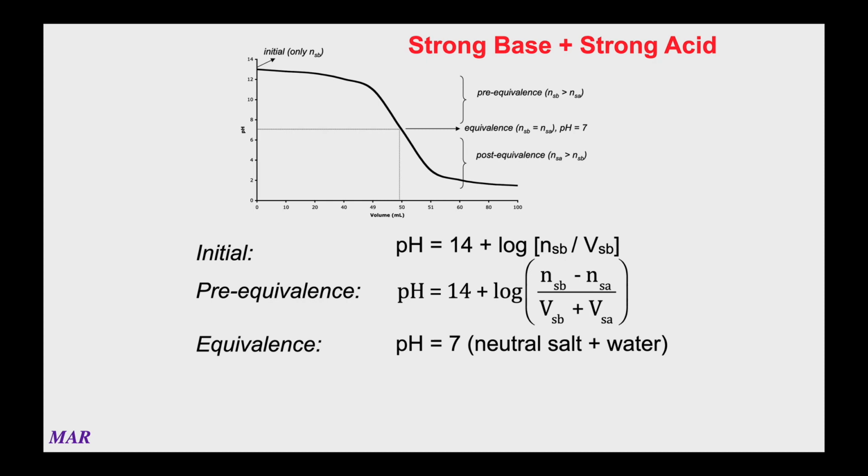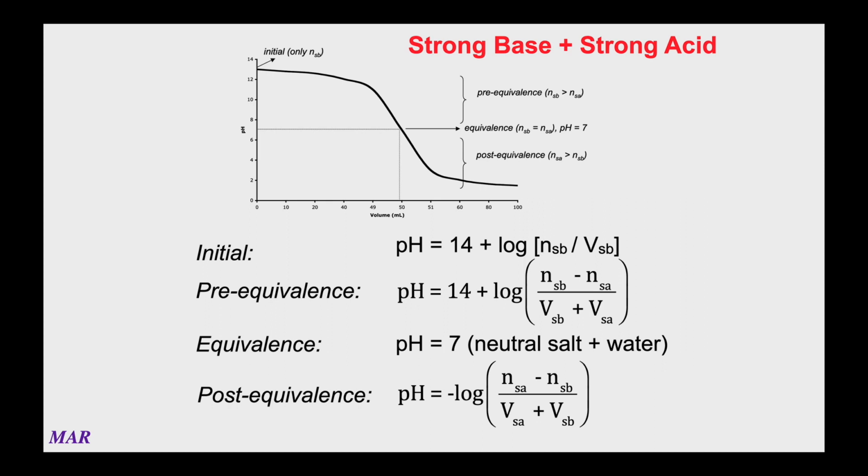And then like we saw earlier, in the post-equivalence region, what you're adding is going to dominate over what you started with. So in post-equivalence, moles of strong acid will be more abundant than moles of strong base. The post-equivalence region pH expression is the same as the pre-equivalence region expression in strong acid plus strong base earlier. So it's minus log, essentially concentration of hydronium. You want to find leftover moles of strong acid on top divided by total volume on the bottom.